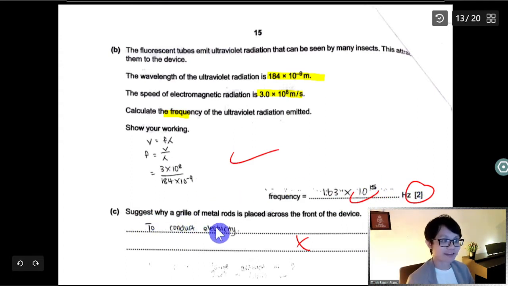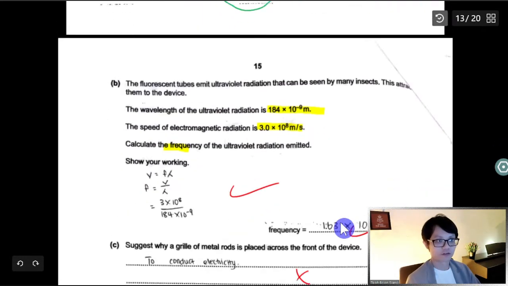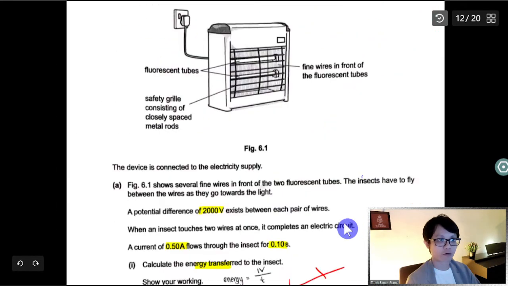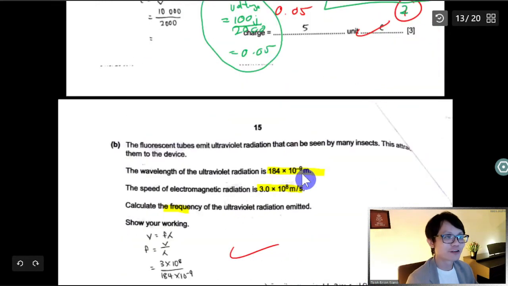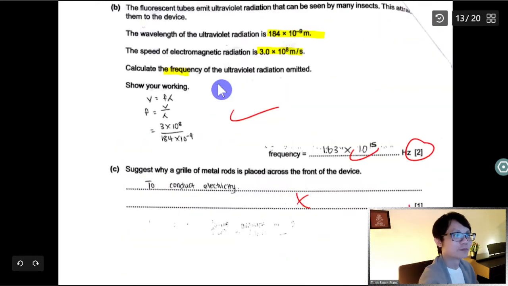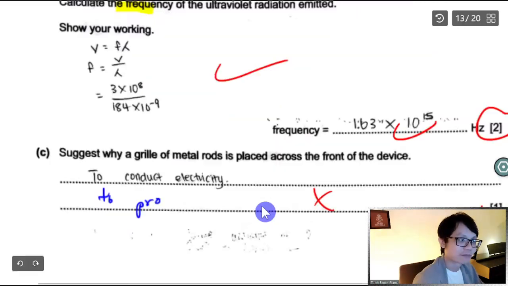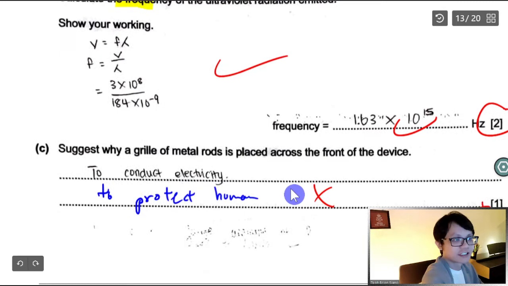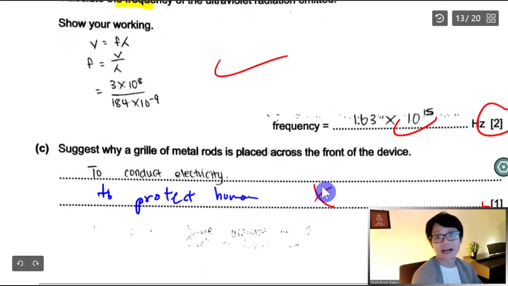Suggest why a grill metal rod is placed in front of the device. Why is a grill metal rod placed? So maybe you want to answer. Yeah, very good. Okay, so it's to protect the human. Wait, I need to zoom in so my handwriting looks nice. Protect humans from touching the high voltage, just write something like that. The main thing is to protect humans, not to conduct electricity, because that doesn't make sense. You put the grill there, and then you want to conduct the electricity?